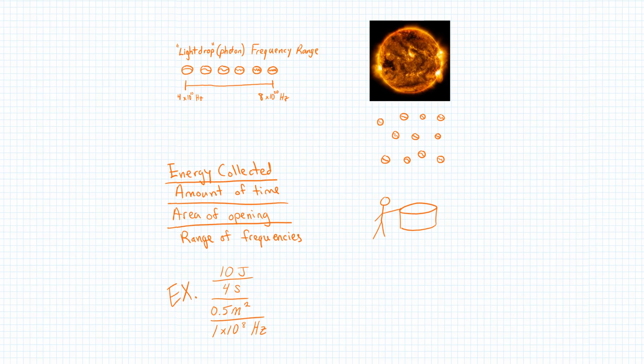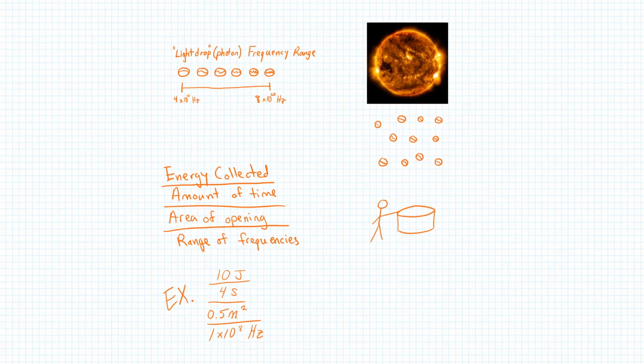All right, so let's compare that to catching light drops from a star. So a light drop, aka a photon, will be falling into our bucket. This would be like our telescope.